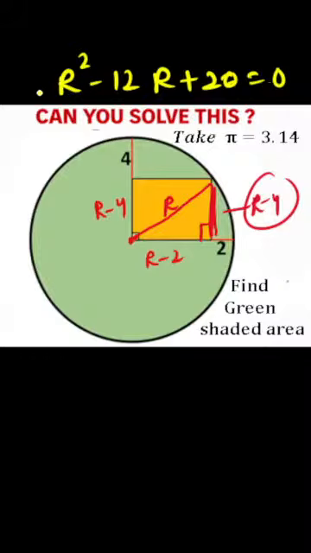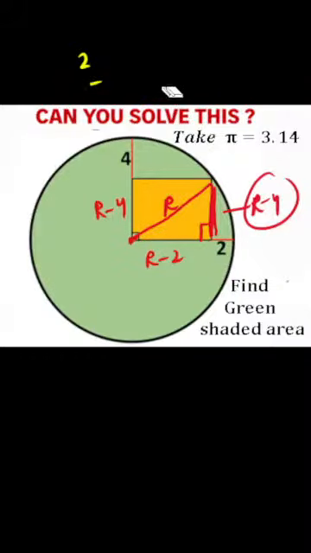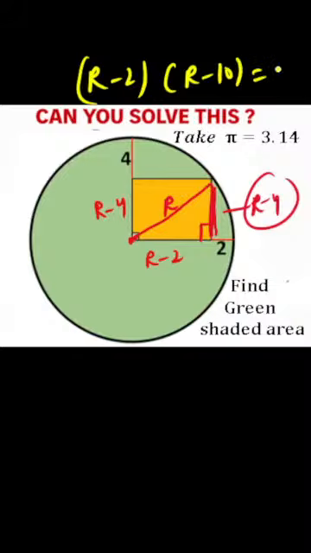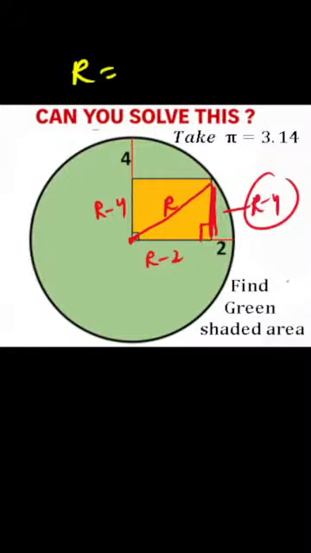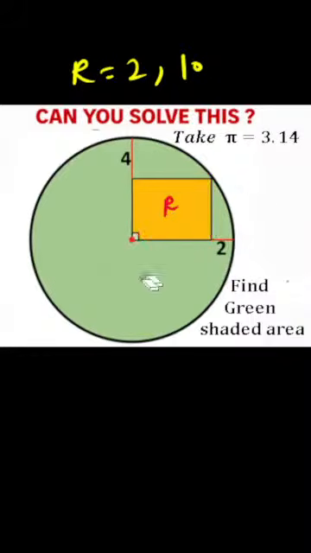Now, on factorization, you will get the factors as r minus 2 and r minus 10 is equal to 0, right? Equating this to 0, r is equal to 2 and r is equal to 10. You will get two values. Now most of the guys say both of the values are positive, then how would we know which one should we reject?